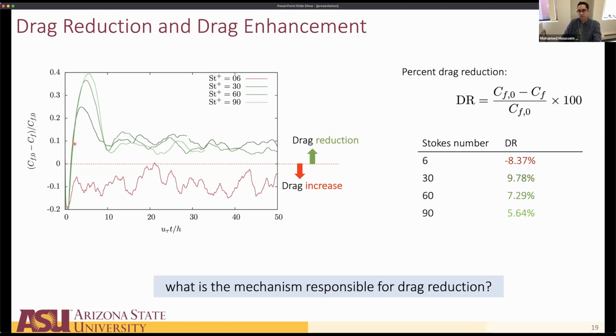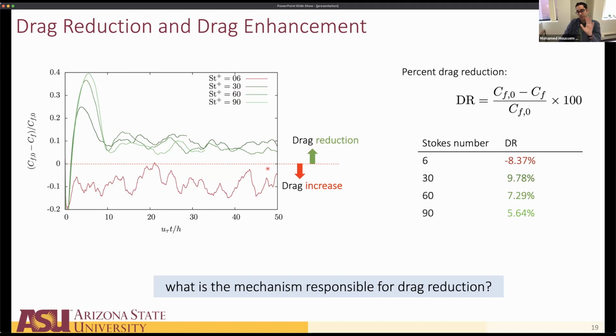Now, this is very interesting. There are results in the literature out there that tell you that particles are going to increase skin friction drag, particles are going to decrease skin friction drag, or not have any effect. Well, what we're showing here is that it really depends on Stokes number. So for the Stokes number 6, we have drag increase. And for the Stokes number 30, 60, and 90, we have drag reduction. And here in this table, I have the percent drag reduction. So it's about 10% for Stokes 30 at this mass loading.